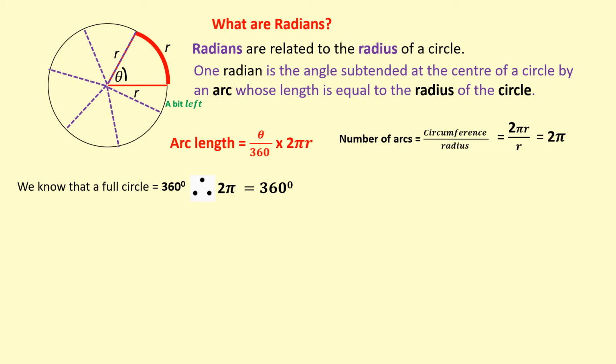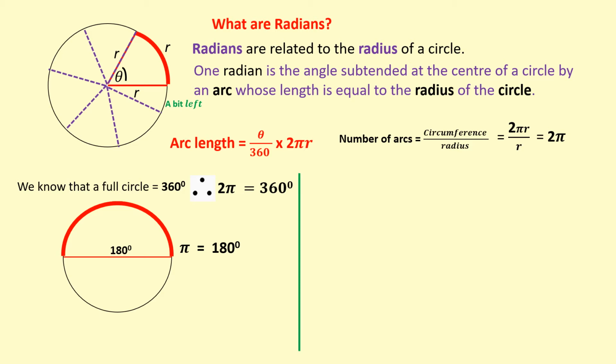So for instance, the easiest one would be a straight line or half a circle. So we divide both sides by 2, then pi equals 180 degrees. And using that in terminology to radians, we normally would say 2 pi rads or 2 pi radians equals 360 degrees. So pi rads equal 180 degrees.